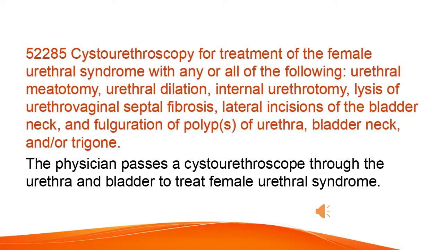Cystourethroscopy for treatment of the female urethral syndrome with any or all of the following: urethral meatotomy, urethral dilation, internal urethrotomy, lysis of urethrovaginal septal fibrosis, lateral incisions of the bladder neck, and fulguration of polyp, of urethra, bladder neck, and/or trigone. The physician passes a cystourethroscope through the urethra and bladder to treat female urethral syndrome.